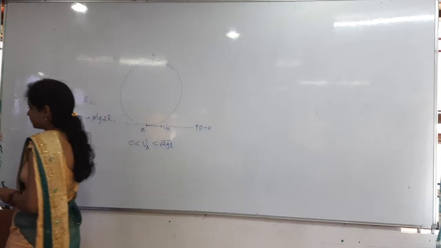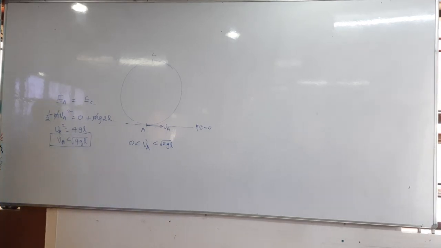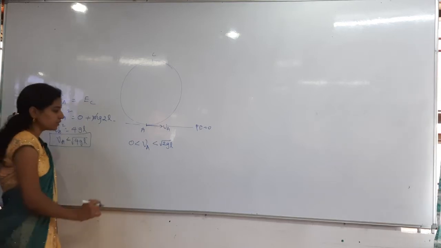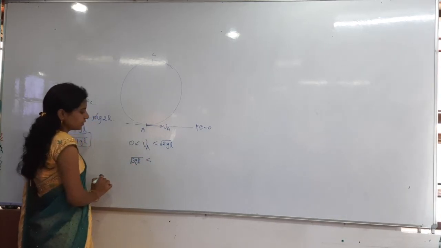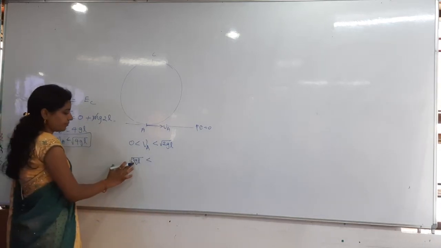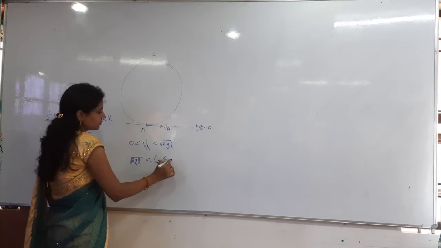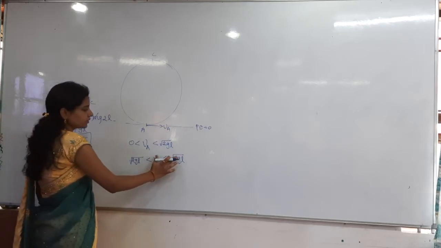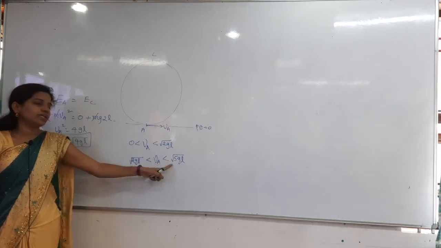Next point. For the projectile motion of the particle between B and C, the velocity required at point A is root 2 GL less than VA less than root 5 GL.